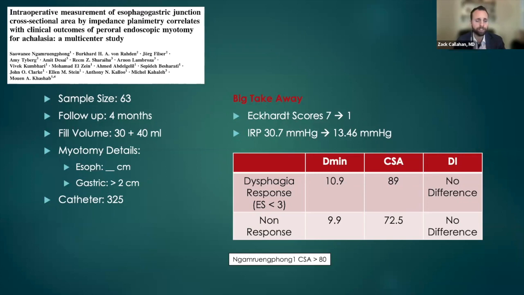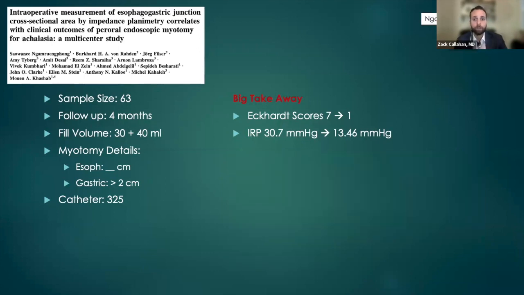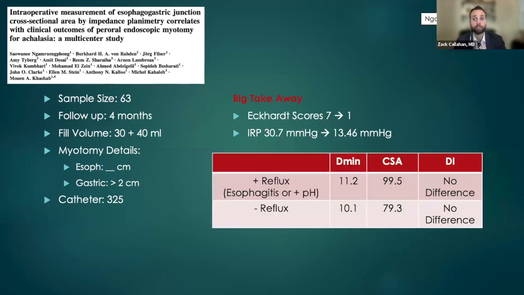They do some fancy statistics and determine that basically a CSA greater than 80, certainly a post-procedure CSA greater than 80, will give good resolution of dysphagia. And then they had 48 patients that had endoscopy or pH testing. And the authors, again, split the cohort into groups: people that had reflux and those that didn't have reflux.